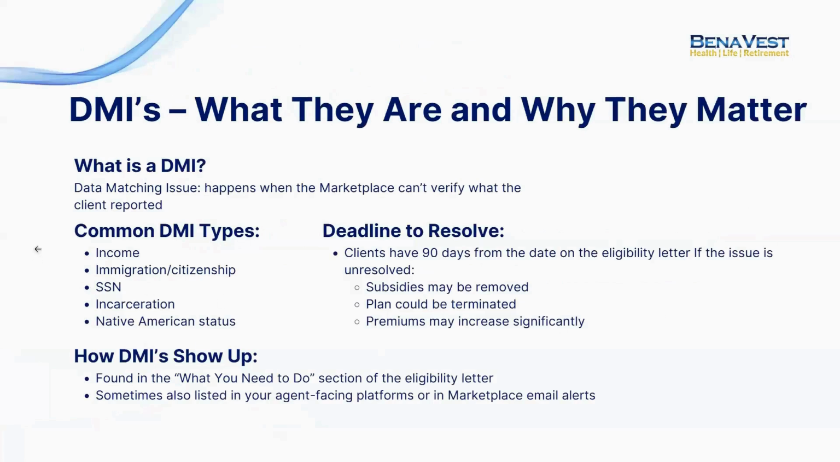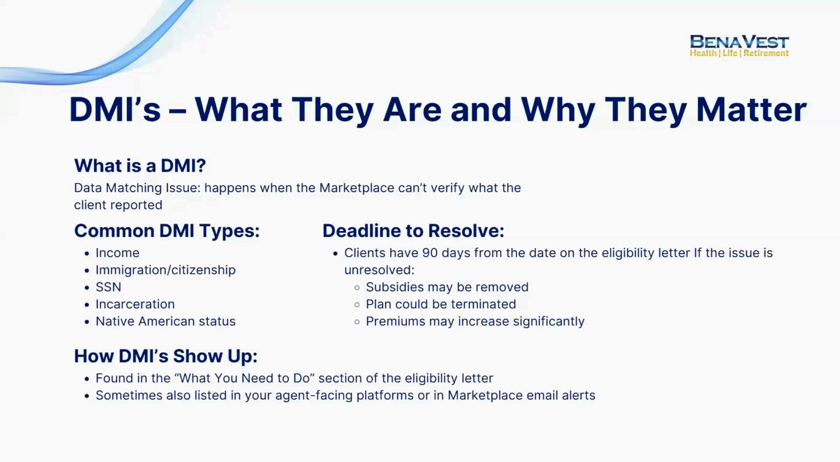So what is a DMI and why do they matter? A DMI, like I mentioned earlier, it's a data matching issue. And this is what happens when the marketplace can't verify what the client reported on their application. So the most common one that you're going to run into, it's going to be income, immigration, citizenship, social security number, incarceration, Native American status. Beyond that, there are other ones that you will see. These are just the common ones, especially income or the social security number not matching up.